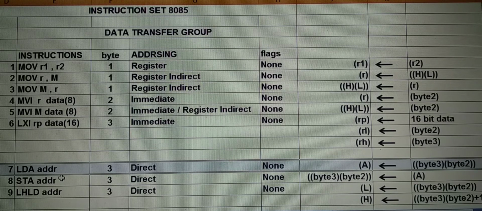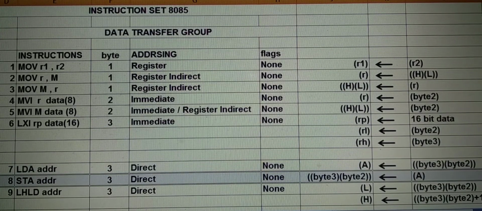LDA address. LDA means load accumulator, address. The second and third bytes of the instruction represent the address, therefore the addressing mode is direct. The number from the memory location is transferred to the accumulator.